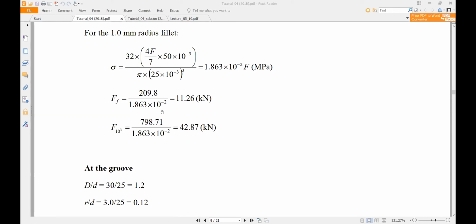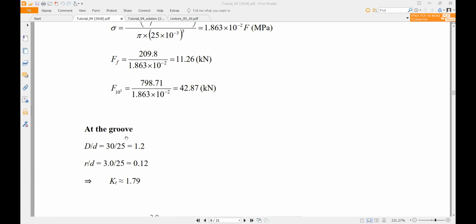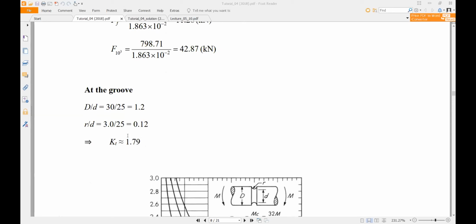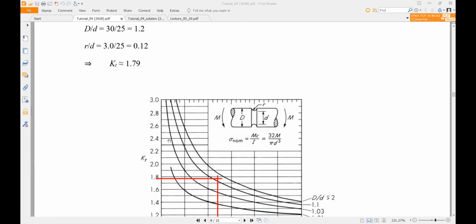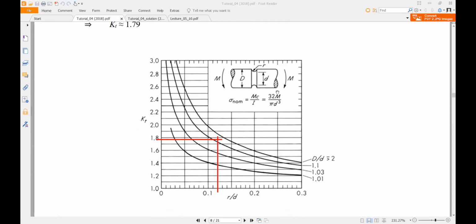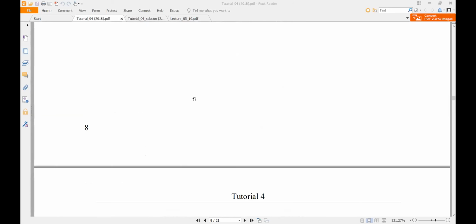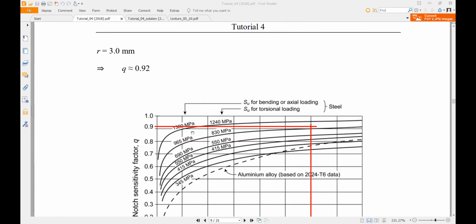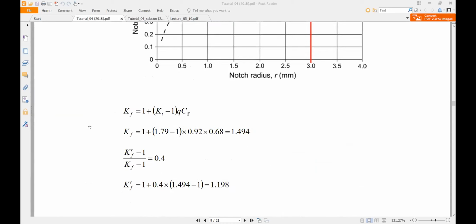Then in a similar way you can do these calculations for the groove. At the groove you can find out the KT this way. This is the equation, if you don't remember. Then you can find out the Q value of sensitivity, then KF and KF dash. For KF dash you don't need to find out the ratio again, because it is the same ratio. If the ultimate size is the same, the ratio is the same. So you can find out the KF dash value.